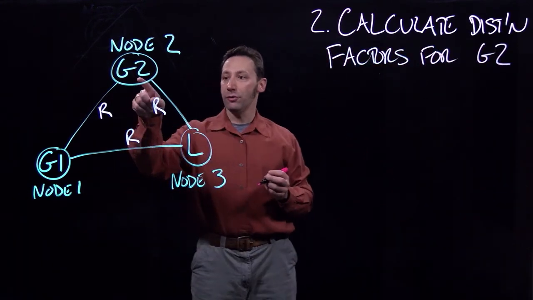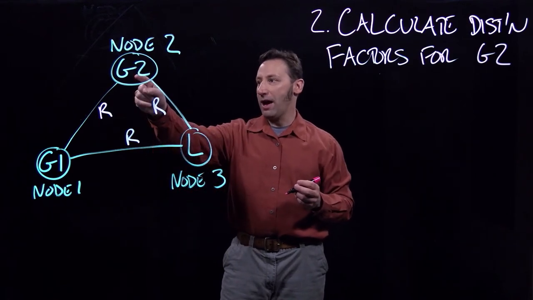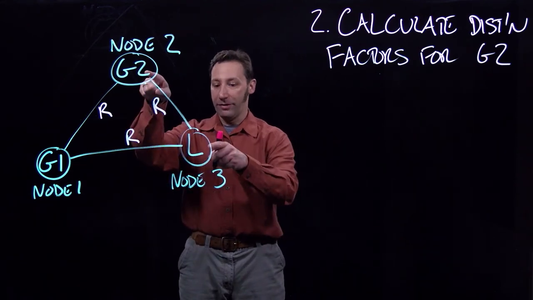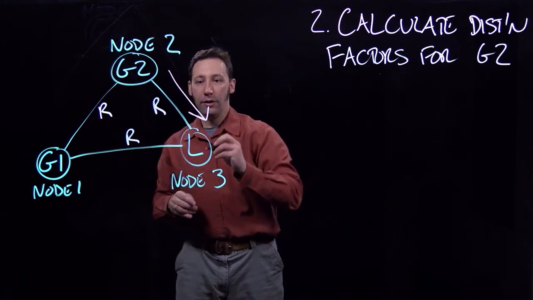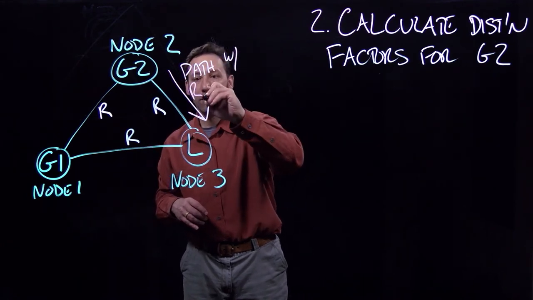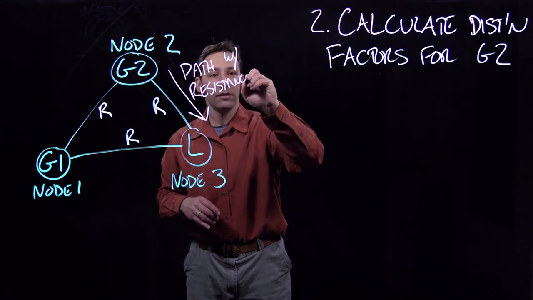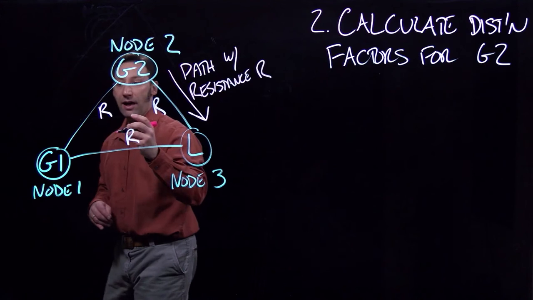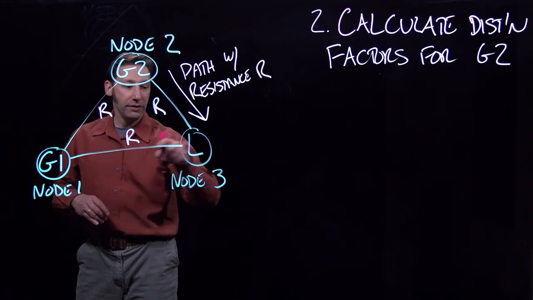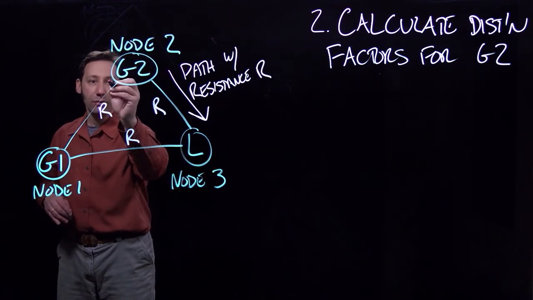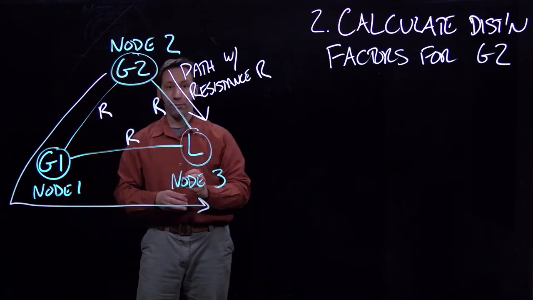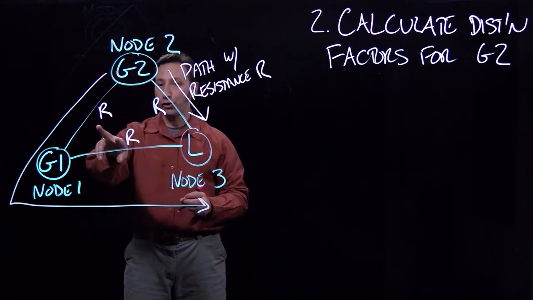So from G2, there are two paths by which the power injected at G2 can flow to the load at node 3. First is the direct path from 2 to 3, which is going to have resistance R. The second path is the indirect path, where the power injected at node 2 flows through node 1 and then to node 3. So the indirect path is going to go from node 2 to node 1 all the way to node 3. And this path is going to have total resistance 2R.